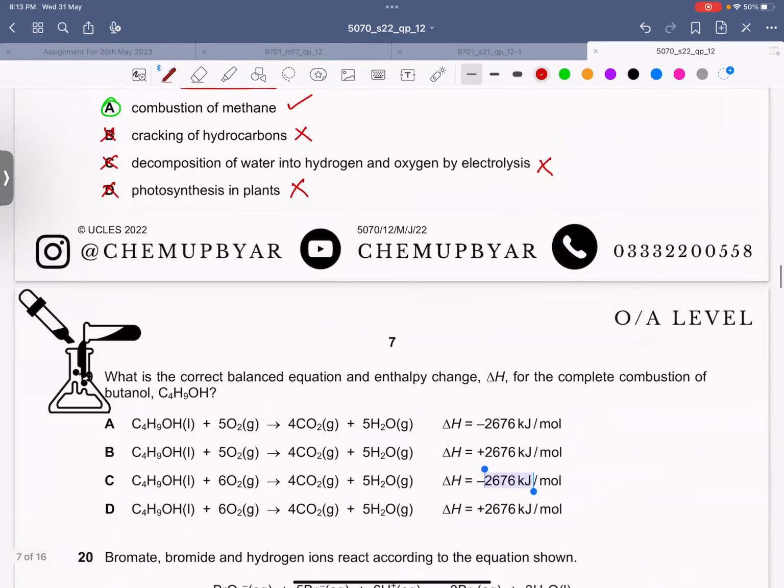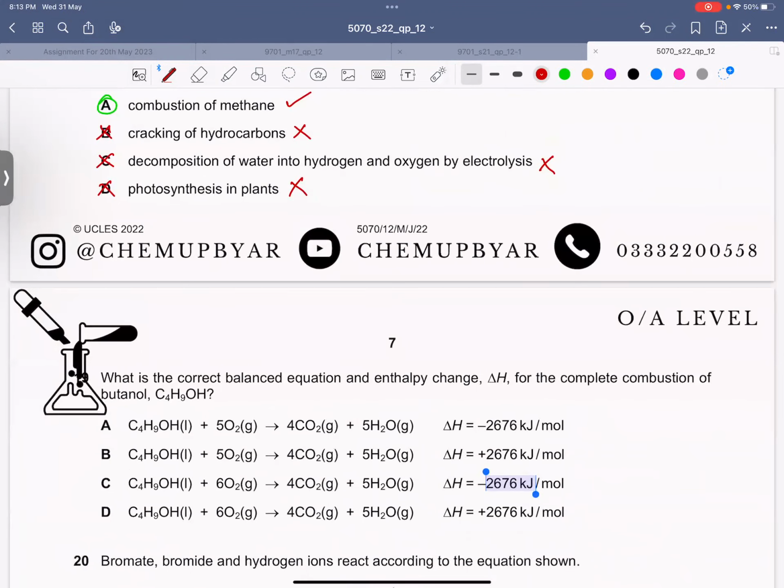Now, question number 19. Which is a very interesting change of charge. What is the correct balanced equation and enthalpy change for the complete combustion of butanol C4H9OH? So, if you see, D and B are wrong because the values are positive, because combustion is always exothermic. Exothermic, yes.